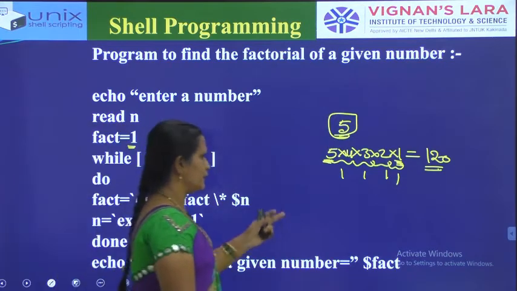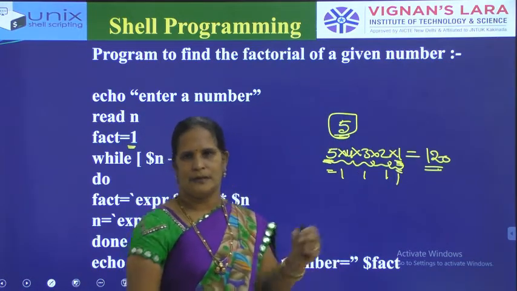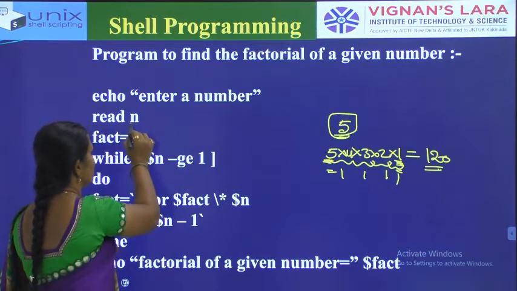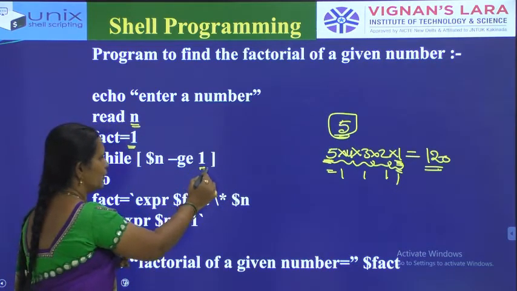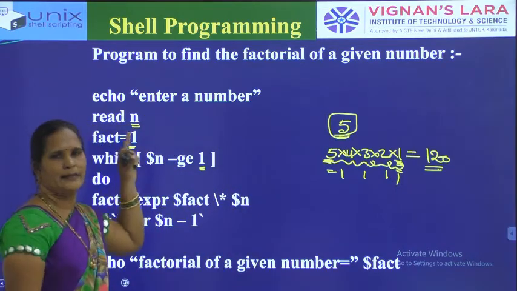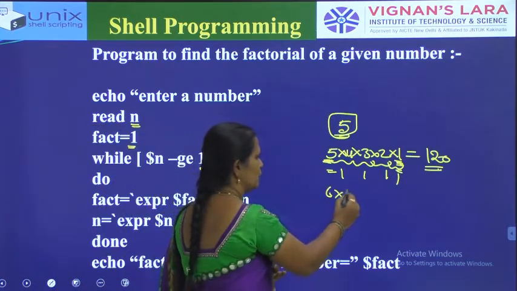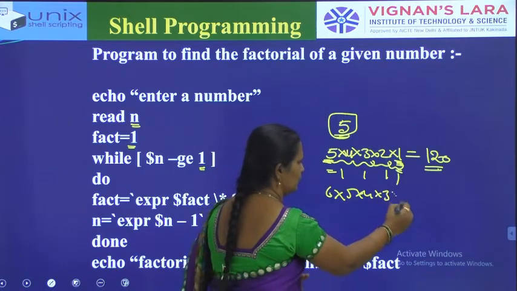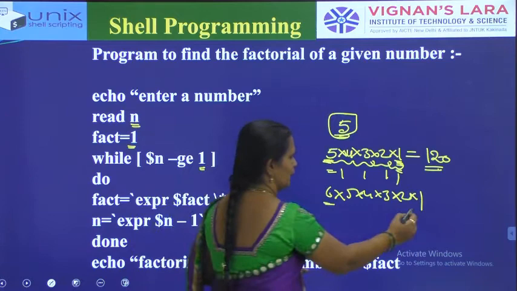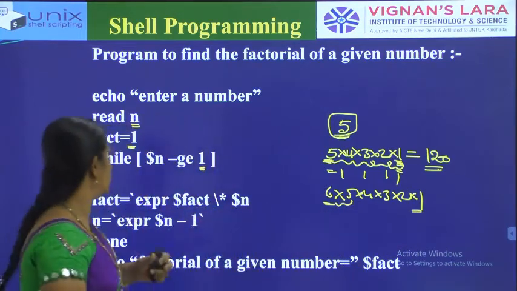Next, I have to remember these: initial number, final number, and difference for this logic. Here the initial number is equal to n and the final number is equal to 1. The initial number value is stored in a variable n. For example, 6 factorial means 6 into 5 into 4 into 3 into 2 into 1. Here the initial number is equal to 6, the final number is equal to 1, and the difference is equal to 1. This point you have to remember clearly.